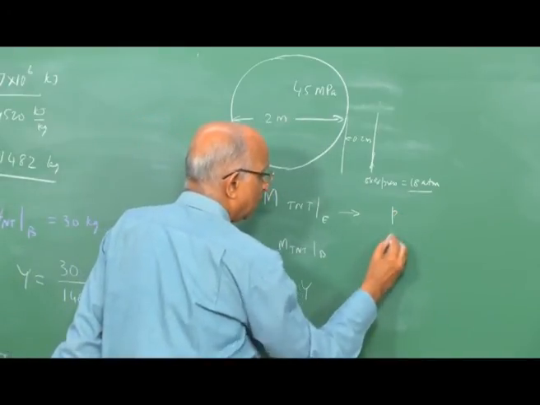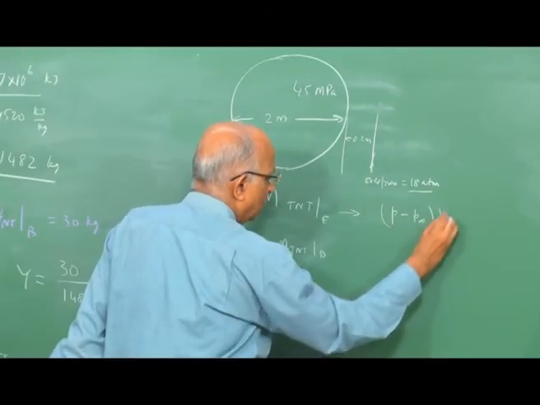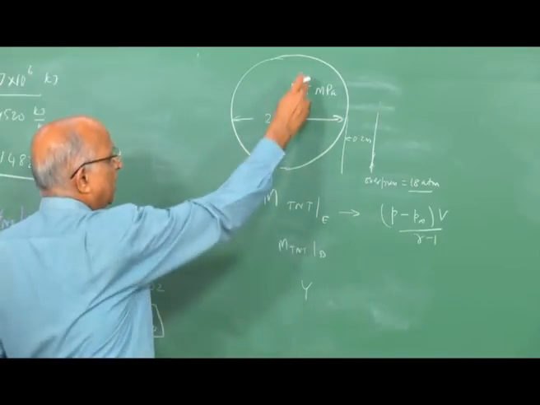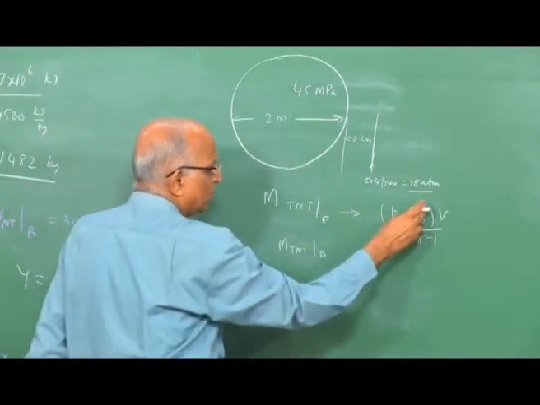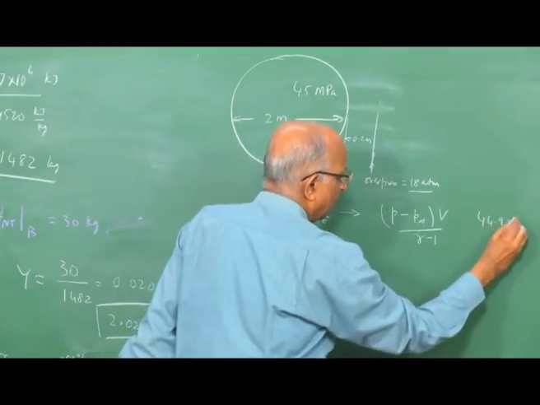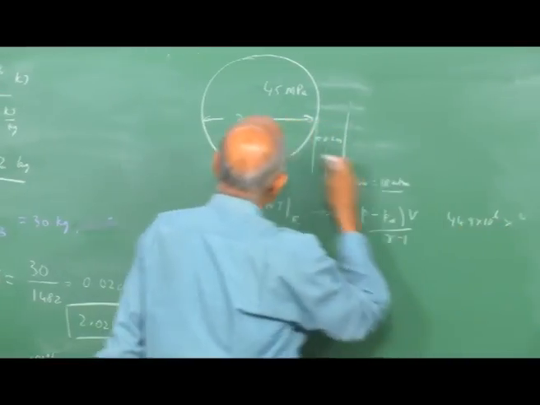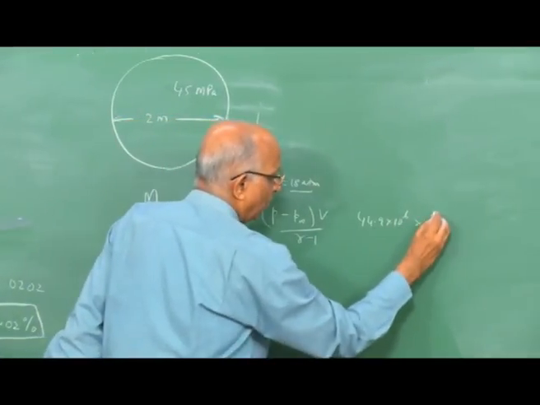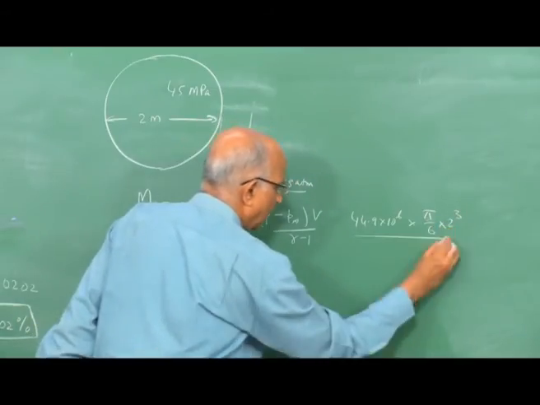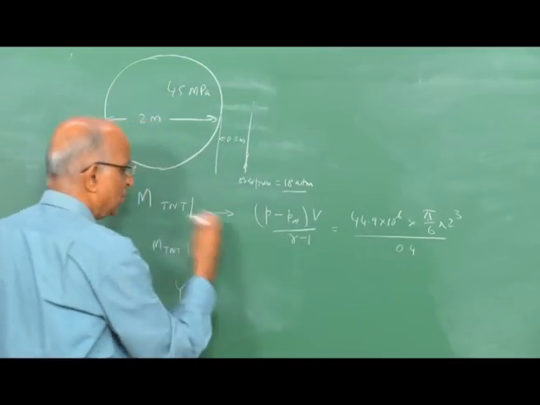To calculate the TNT based on energy basis, we know that the energy released in rupture of pressure vessels is equal to the higher pressure minus the ambient pressure, into the volume, divided by gamma minus 1. The pressure is given as 45 MPa, ambient pressure is 0.1 MPa, therefore it is 44.9 into 10 to the power 6 Pascal, into the volume, which is pi by 6 into 2 cubed, divided by gamma minus 1, let us say 0.4 for air. This gives me the energy.